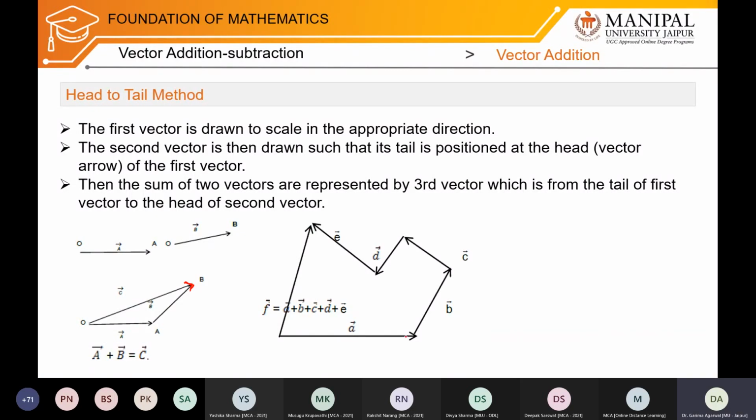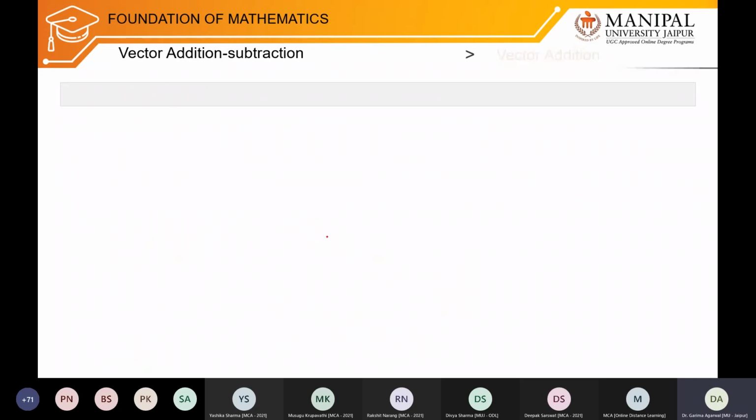Similarly, if I have more than two vectors, the addition of the vectors is A plus B plus C plus D plus E, and this one is the resultant vector F. So this resultant vector F is the addition of all the other vectors. It is known as head to tail because here we are adding head to tail, right? So here also head to tail, head of B and tail of C, head of C and tail of B, like that, right? So it is the head to tail method.